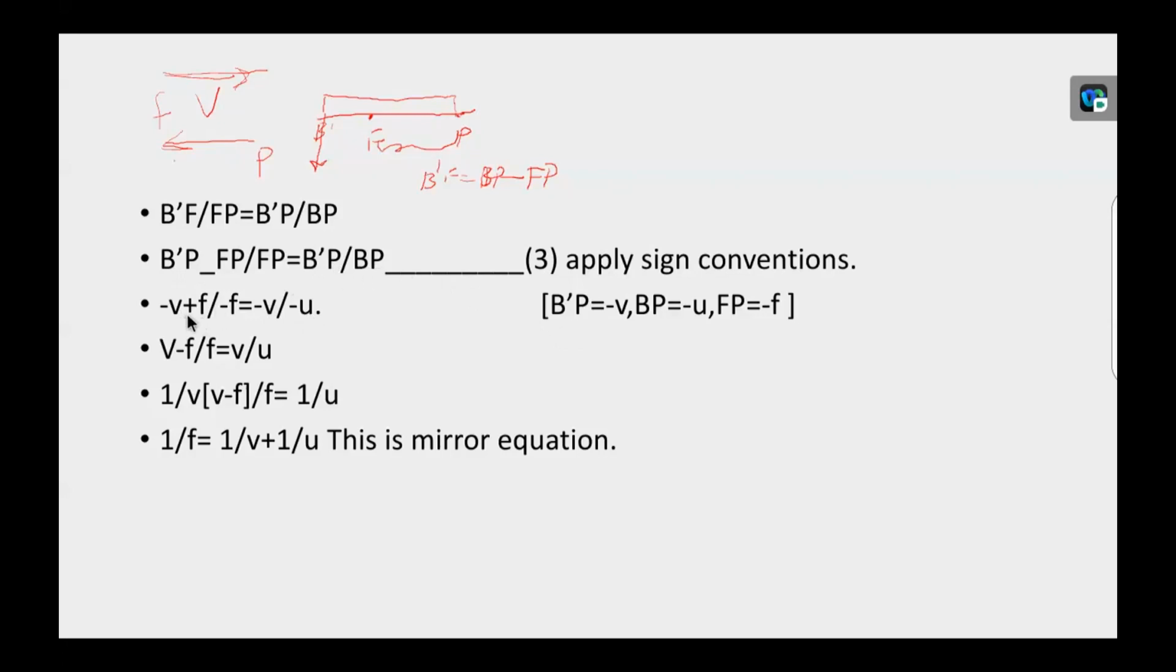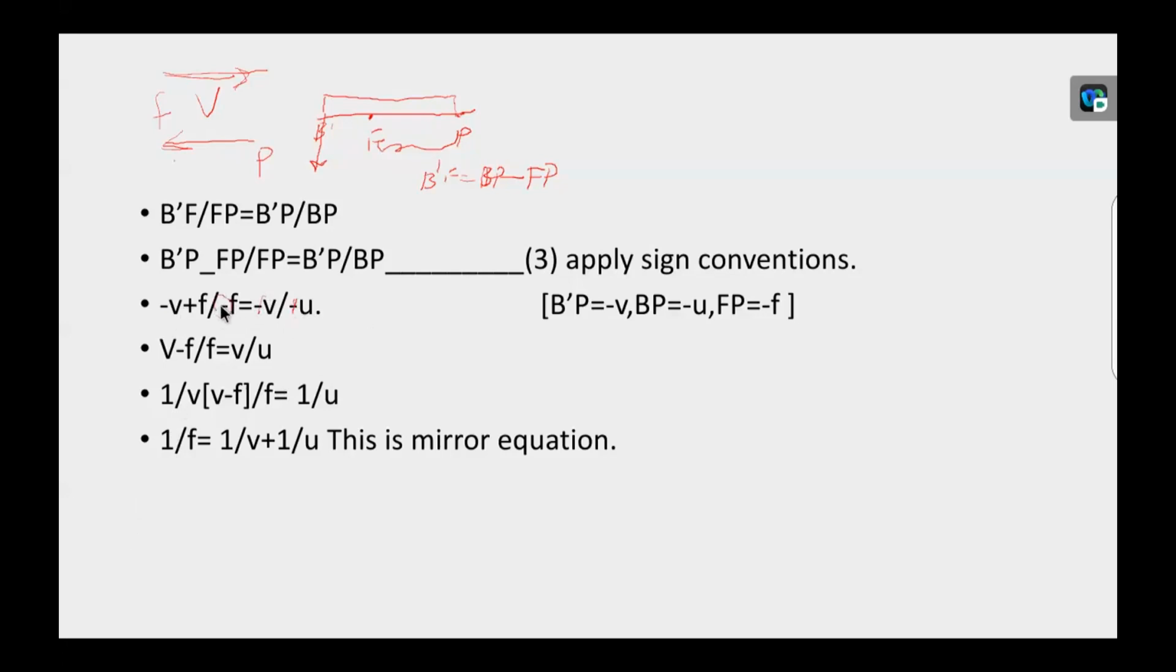Here you have observed minus V plus F, minus F. Here minus V divided by minus U. In this minus V and minus U, both the numerator and denominator have a minus sign, so both cancel with each other. Therefore, we are left with minus V plus F by the denominator minus F. So the denominator minus F is there, no?